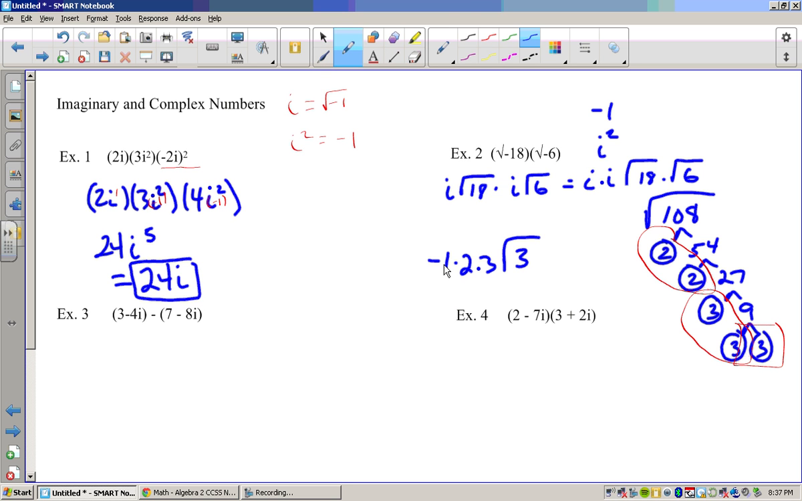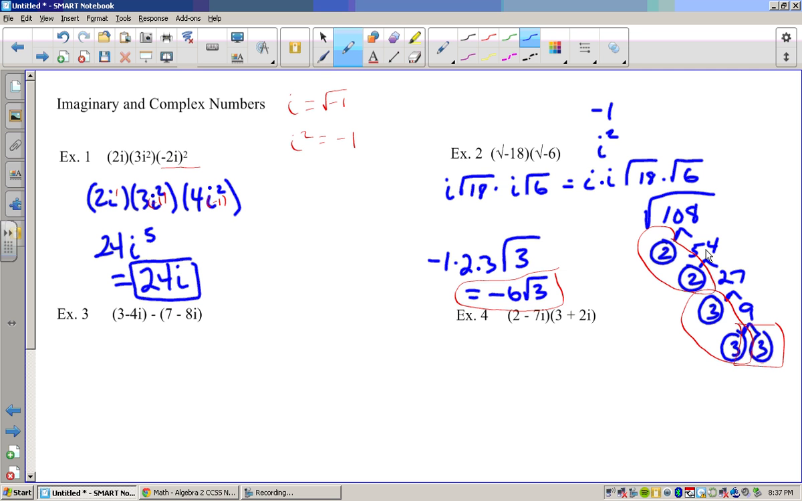So right now I have -1 times 2 times 3 times the square root of 3. And to finish it up, just multiply the stuff outside. You get -6, and then times the square root of 3. And that is your simplified answer completely.